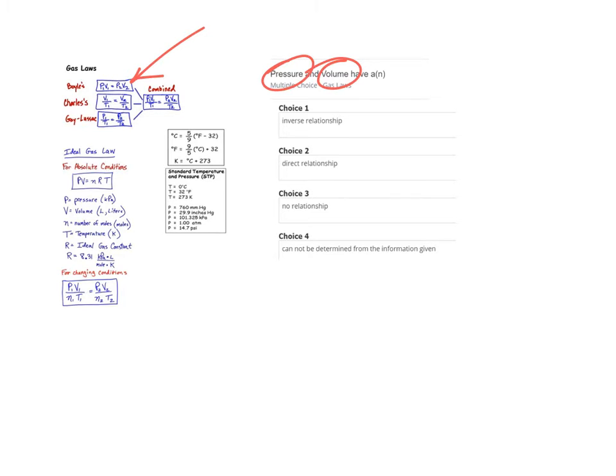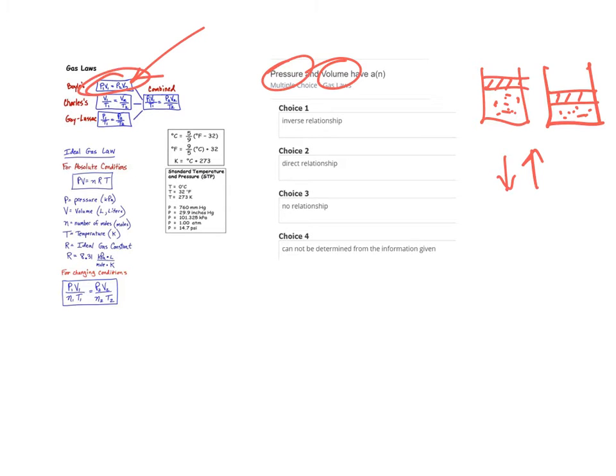Remember that when the pressure goes up, the volume goes down, or vice versa. Here's the container with a plunger, and it's got a gas inside there. If I make the volume go down, squeeze it, squish it, the pressure goes up. That's an inverse. Volume goes down, pressure goes up. Pressure and volume are inverse to each other.